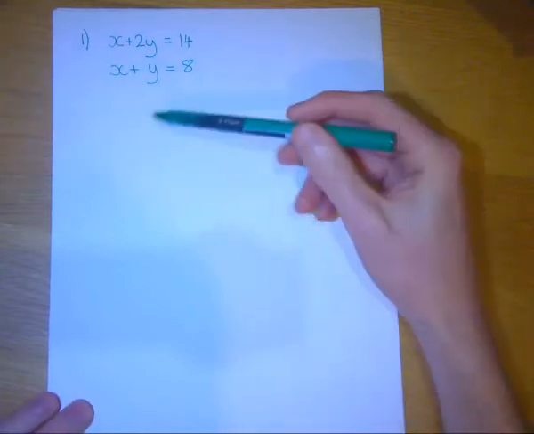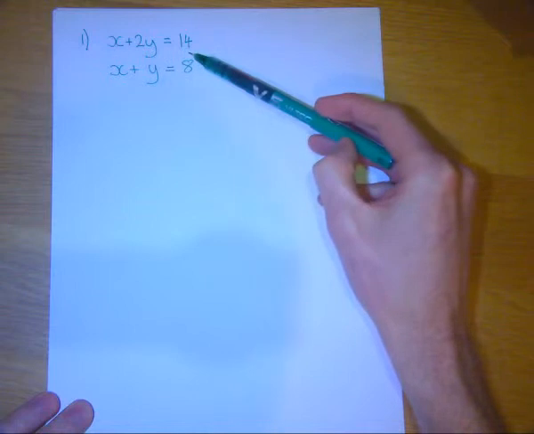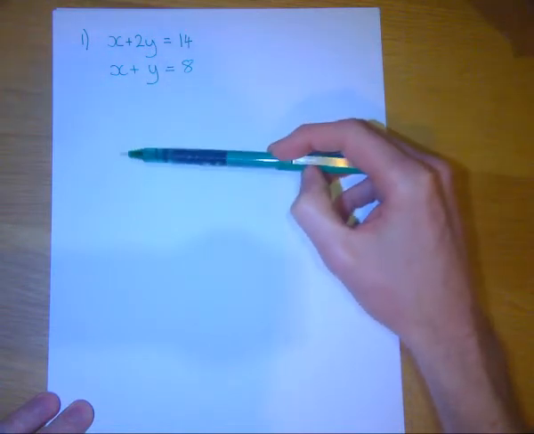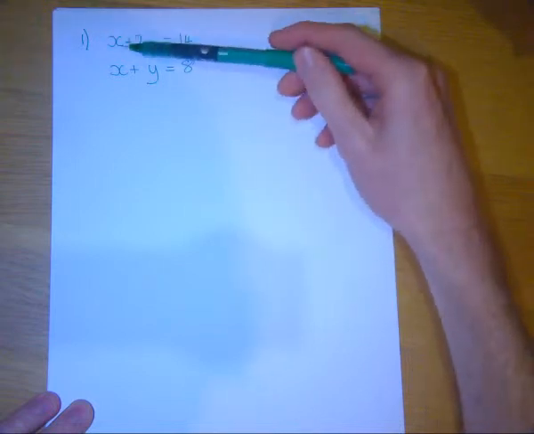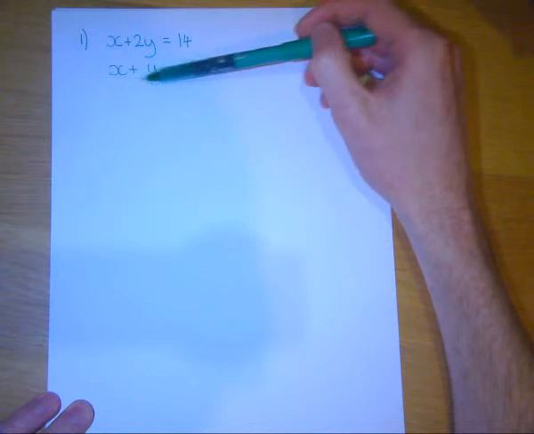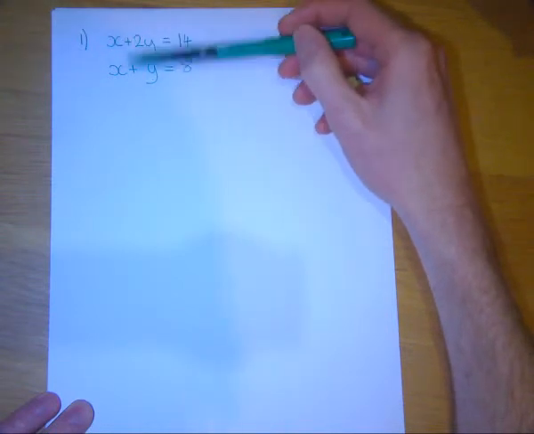Okay, so this is our first question. We have two equations. The first one is x plus 2y equals 14, and the second is x plus y equals 8. Looking at both of these, I'm able to eliminate the x's straight away. I could double the second one to get 2y. However, straight away the x's can be eliminated.